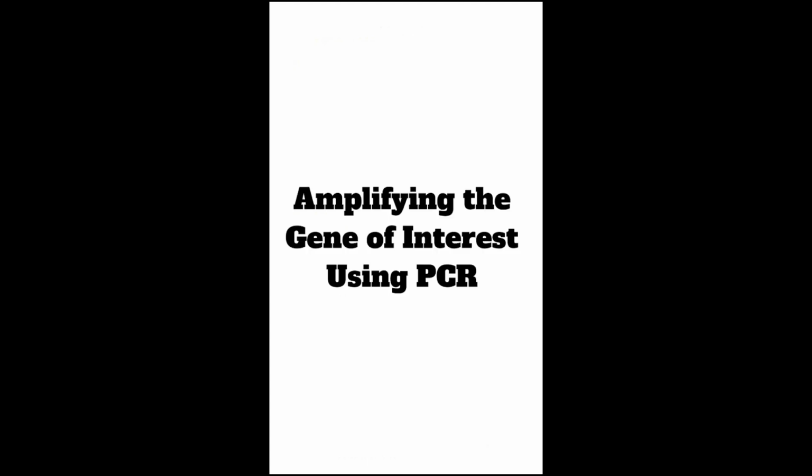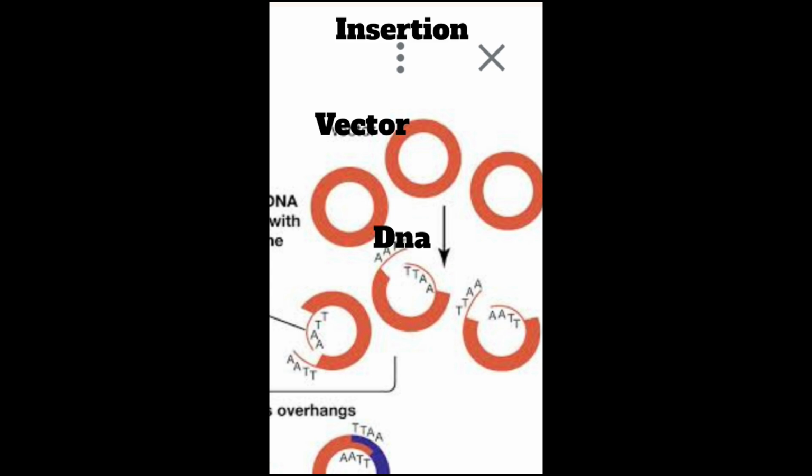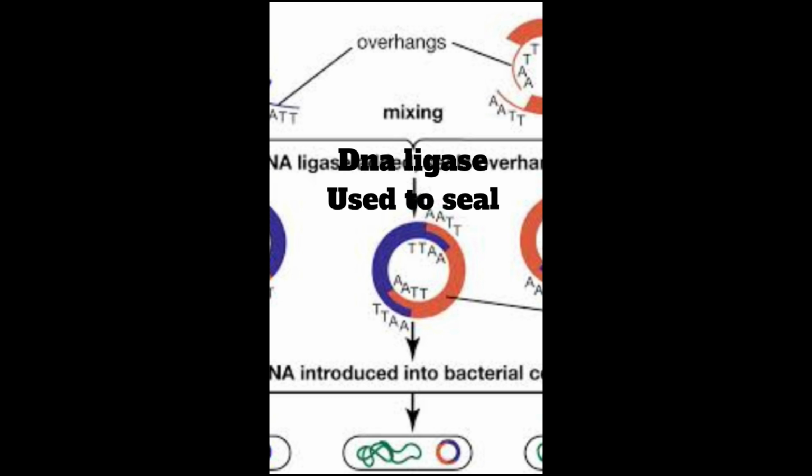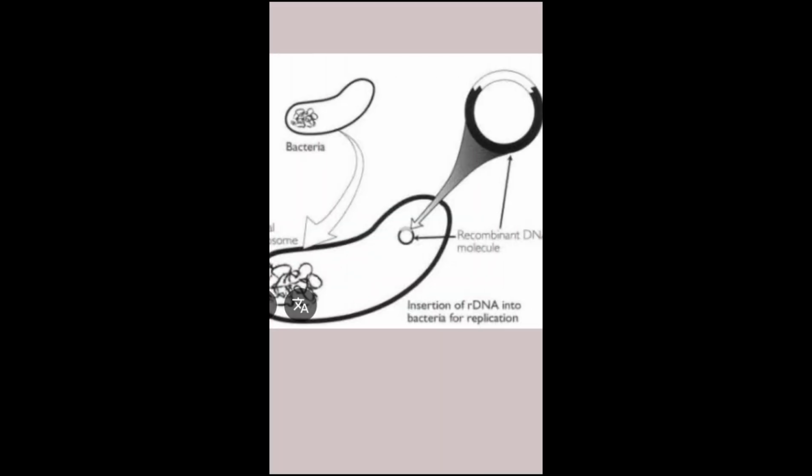Then the next step is amplification of the gene of interest. The desired gene is often amplified using PCR before insertion. PCR makes millions of copies of a specific DNA segment quickly. Then the desired DNA is inserted into a vector like a plasmid or a virus, which carries the DNA into the host. The enzyme DNA ligase helps to seal the DNA fragment into the vector.